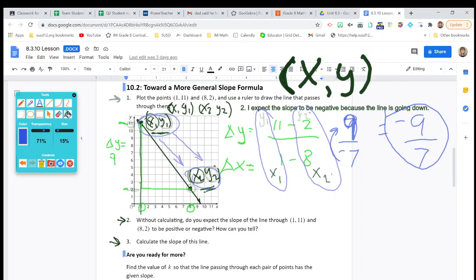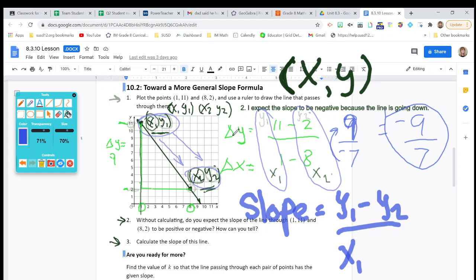And what we have just solved, what we have just derived, is a new way to find the slope. If you only have the coordinates, then slope equals y1 minus y2 divided by x1 minus x2.